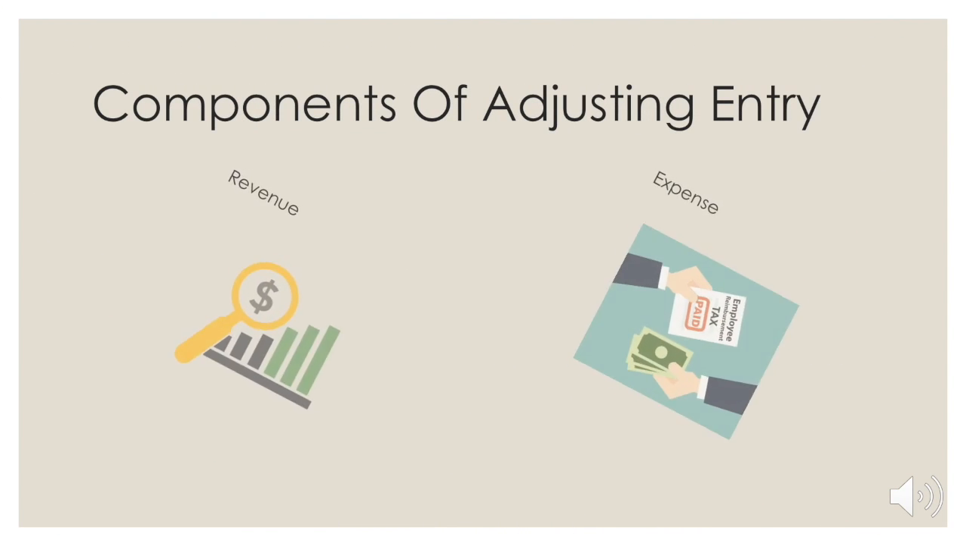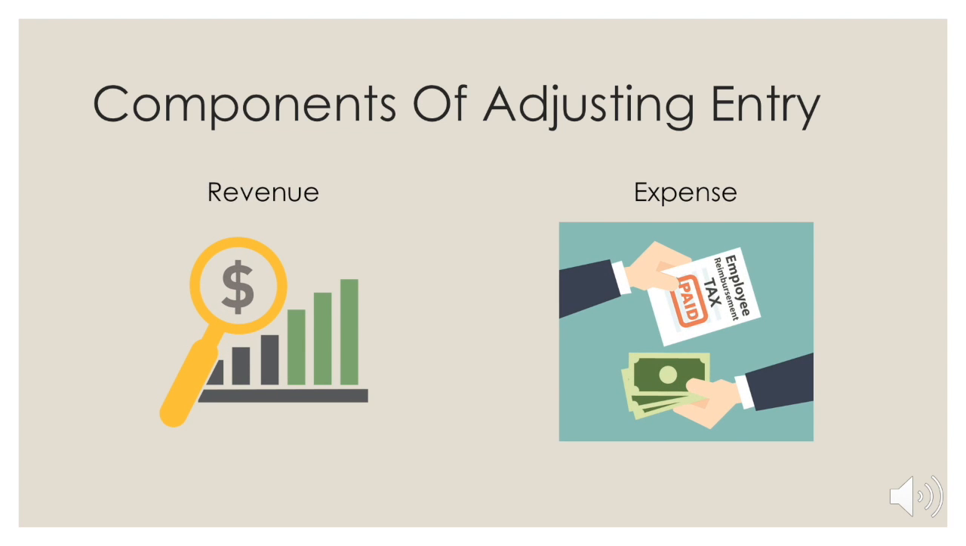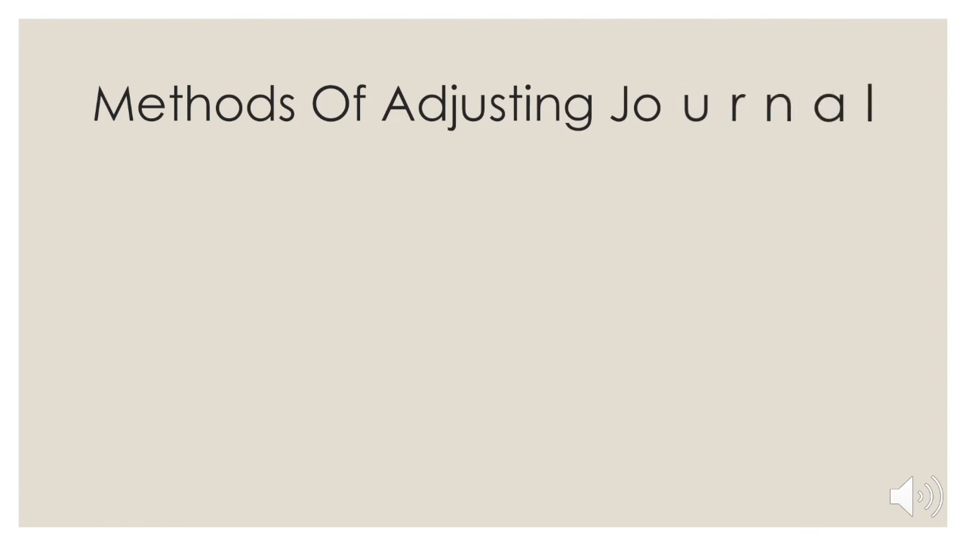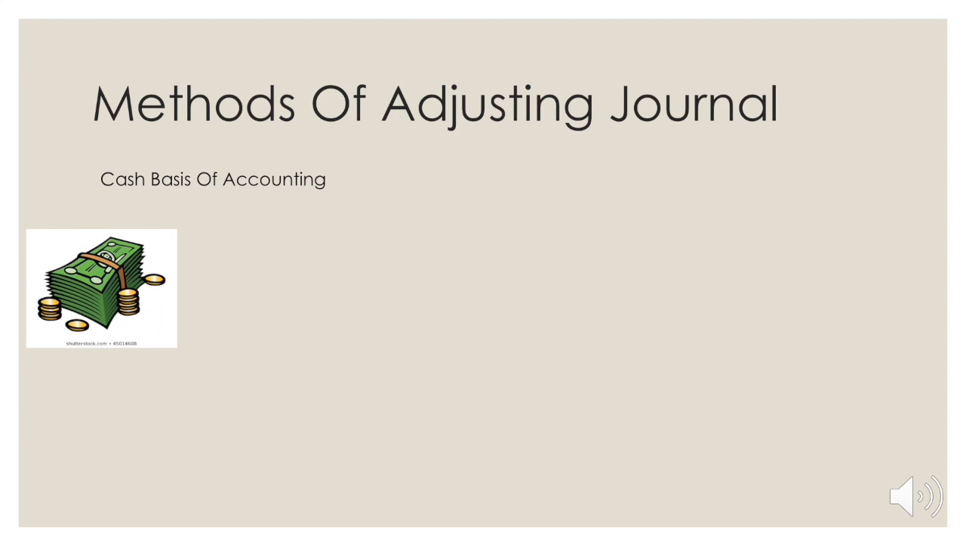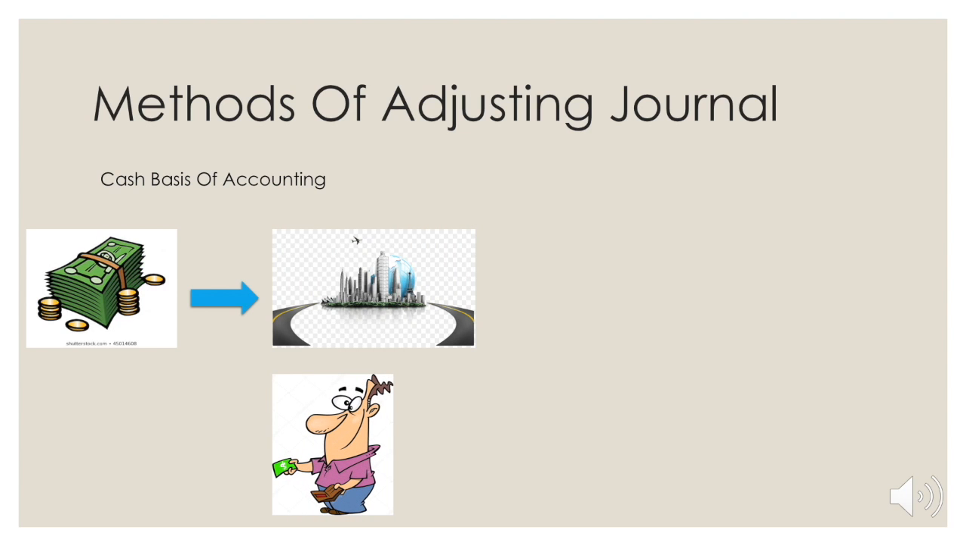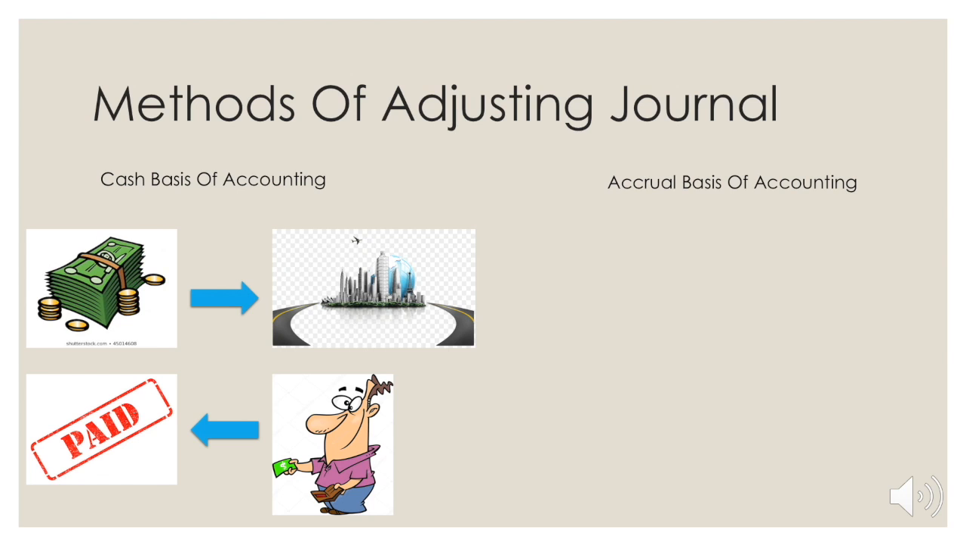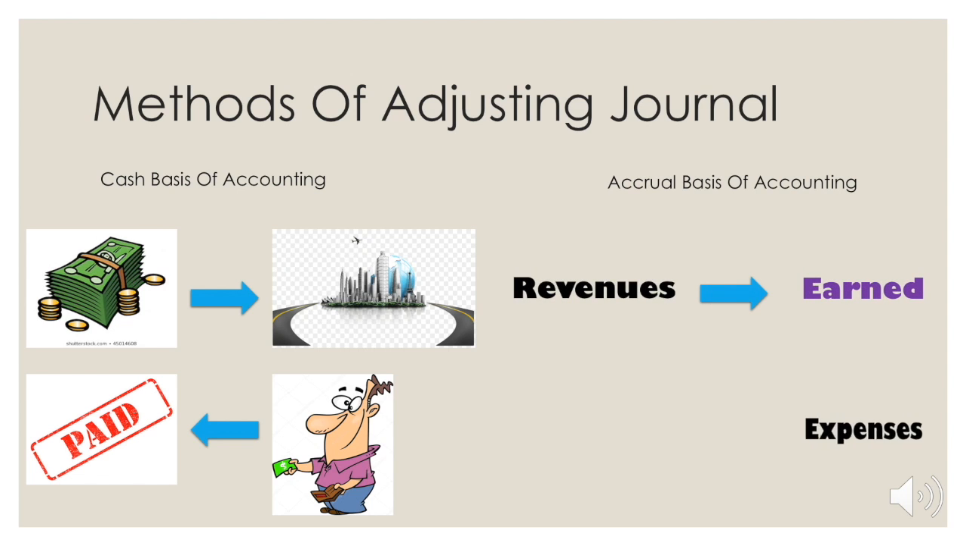Typical accounting practices involve two methods of recording revenue and expenses. The first method is the cash basis of accounting. Here, revenue is recorded when cash is received by the business, and expenses are recorded when cash is paid. The accrual basis of accounting, on the other hand, records revenue only when it is earned, and expenses only when they are incurred.